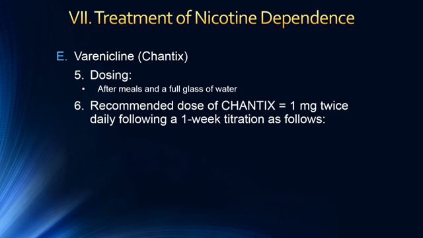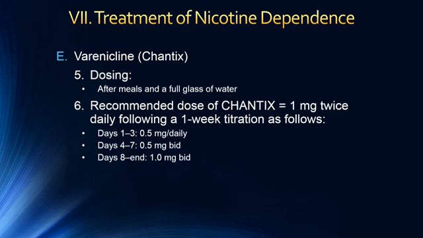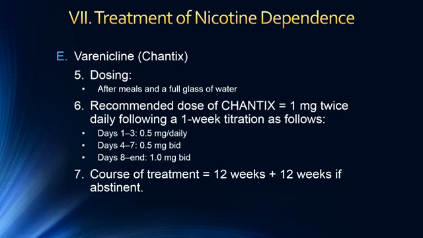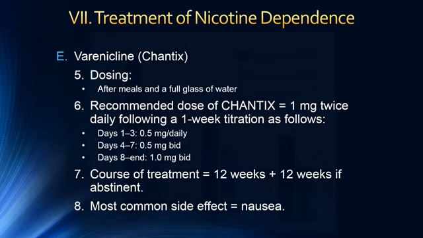Recommended dose of Chantix is 1 milligram twice a day, following a 1-week titration as follows. Days 1 through 3, half a milligram daily. Days 4 through 7, half a milligram twice a day. Days 8 through the end, 1 milligram twice a day. Course of treatment is usually 12 weeks, plus then another 12 weeks if they've managed to stay abstinent. The most common side effect of varenicline is nausea.